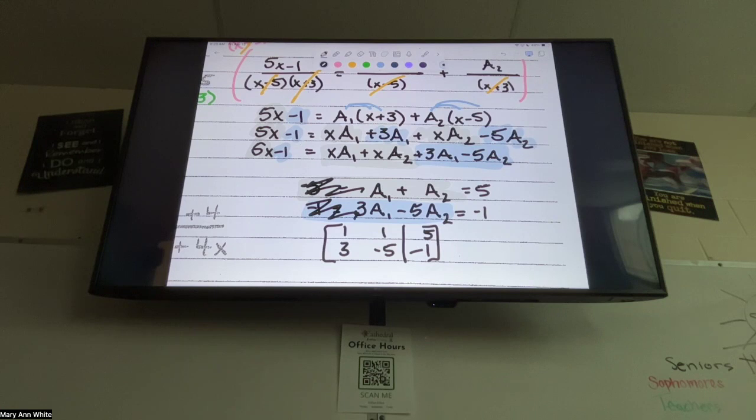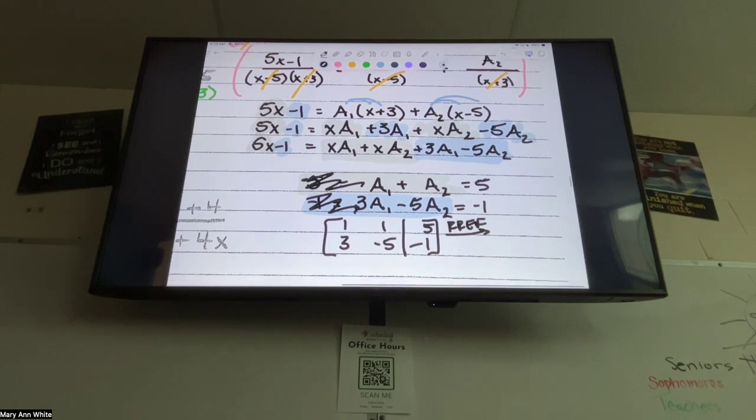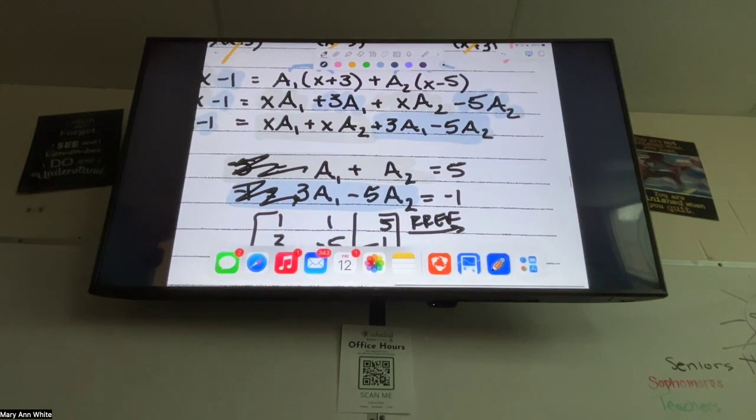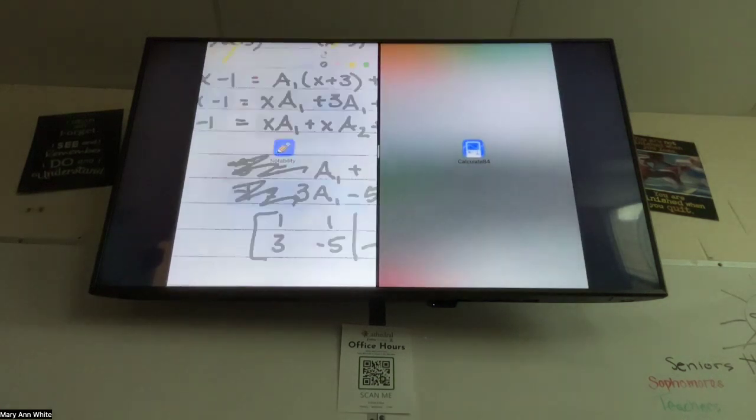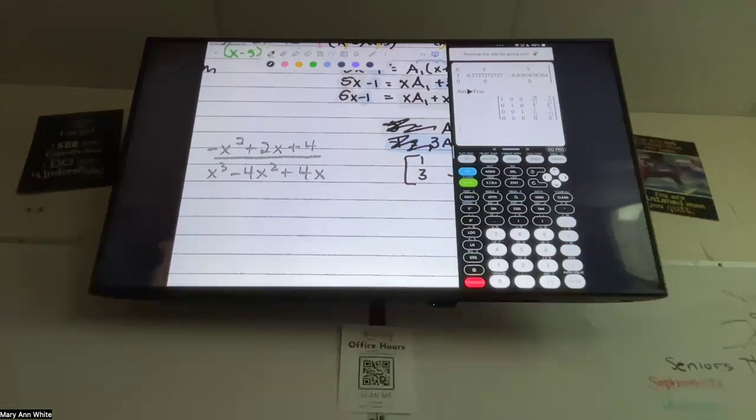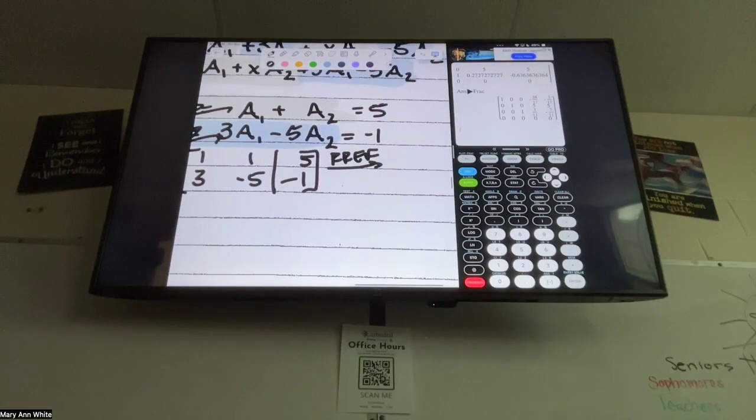And now we're going to put this augmented matrix in our calculator, and press RREF, and we're going to have the answer. We're going to see what a sub 1 and a sub 2 should be. What should those numbers in the top of those fractions be? See if you remember how to input a matrix. See if you remember where RREF was. I'll be quiet.